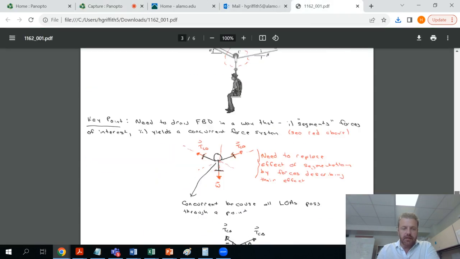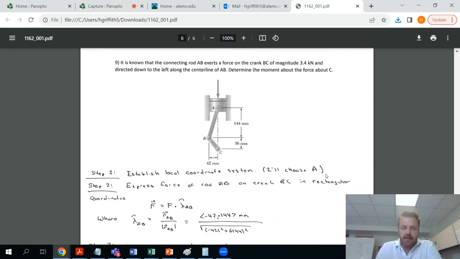So in this final video, we'll be looking at the last problem from the practice exam. We have a piston that's being driven down, and what's happening is this connecting rod AB, when the piston is driven down, is going to exert a force on the crank BC, and we're actually told the magnitude of that force that the connecting rod exerts on that crank BC. And what we want to do is determine the moment of that force about point C.